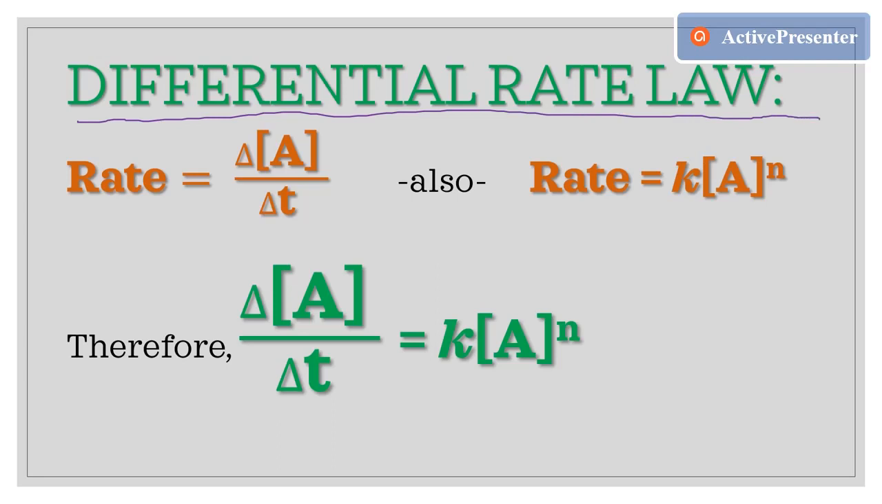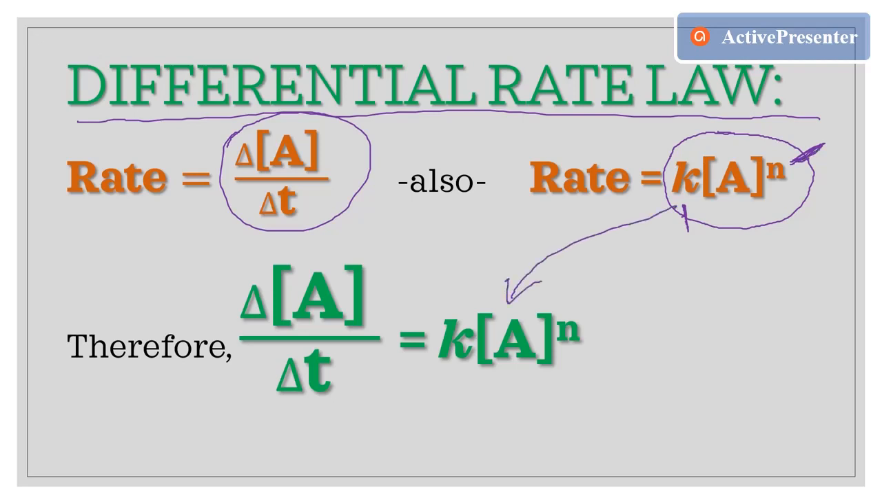So here it is again, the rate is the change in concentration of A over the change in time. And over here also the rate is the rate constant, K, times the concentration of A to the nth power, and the n is the order number that this formula is in. So we can replace the word rate in these formulas, and we end up getting this entire formula right here. And that's called the differential rate law.